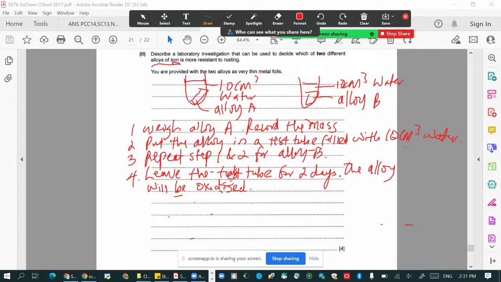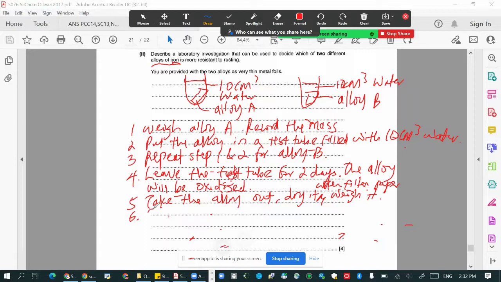Then after 2 days, you have to take the alloy out, and then you have to weigh it so that you can find the percentage increase in mass. Take the alloy out, dry it with filter paper, and weigh it. Then calculate the percentage increase in mass.